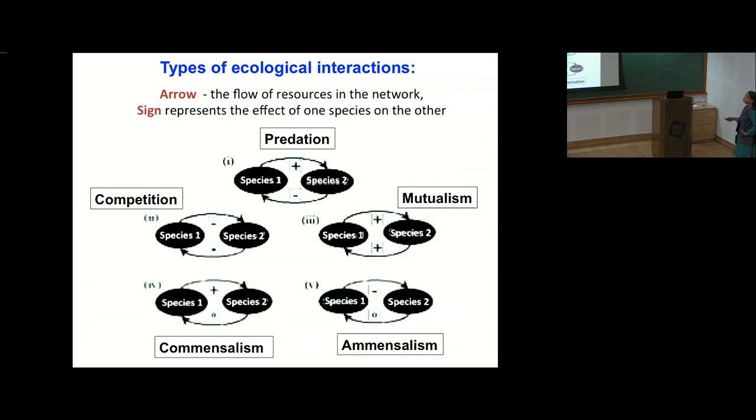In competition, both of them have negative effect on each other. In mutualism or symbiosis, as it's called, both of them help each other, and these two are the other two. Now, this is very common. How do we model these?